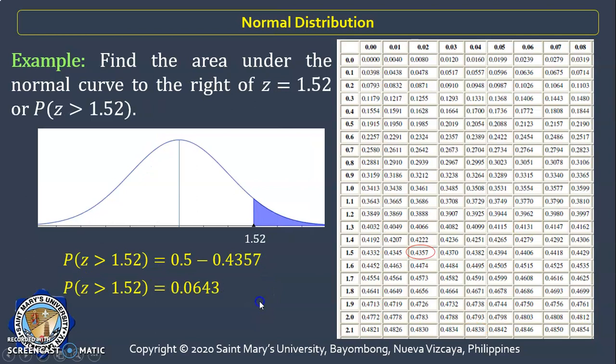Okay, next. How about z greater than 1.52? So from 1.52, since it is greater than, we shade everything going to the right side, more than 1.52. How are we going to do that? We know that the area from 0 to 1.52 in the normal curve is 0.4357. And we know that the area of the half portion is 0.5. So we will subtract 0.4357 from 0.5. So the difference is 0.0643. So this is the area to the right of z equals 1.52.